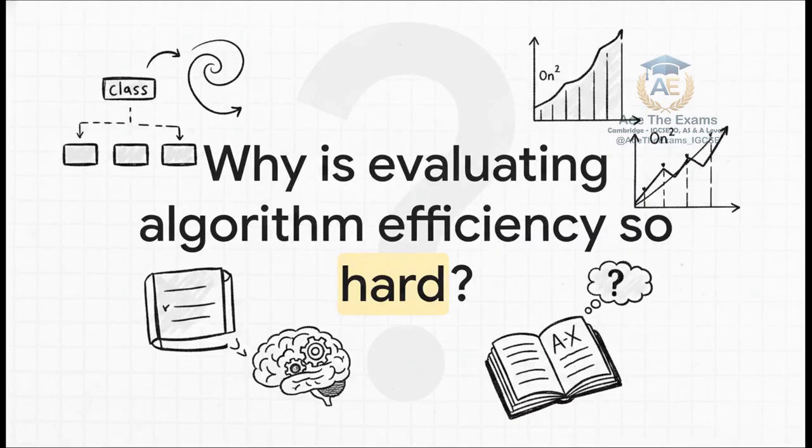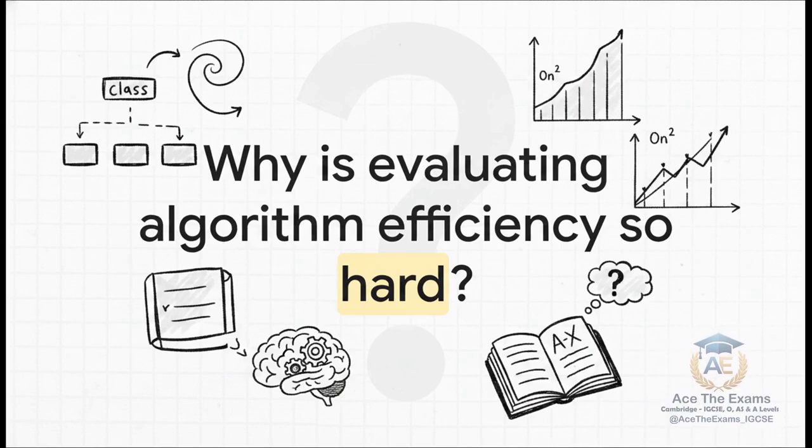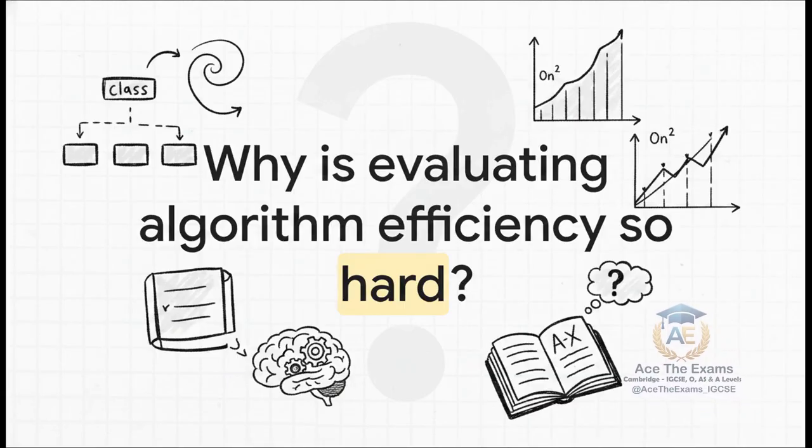Why is evaluating algorithm efficiency in OOP so incredibly hard? To explain this, I want you to picture two types of students. Let's call them Alex and Sam. Now, Alex is the memorizer. Alex overloads their exam paper with raw computer science facts, listing out every definition they've ever seen, but providing zero actual analysis. On the other hand, we have Sam. Sam rushes. Sam completely misses the specific command word requirements in the prompt and just throws code at the page hoping something sticks. Sound familiar?